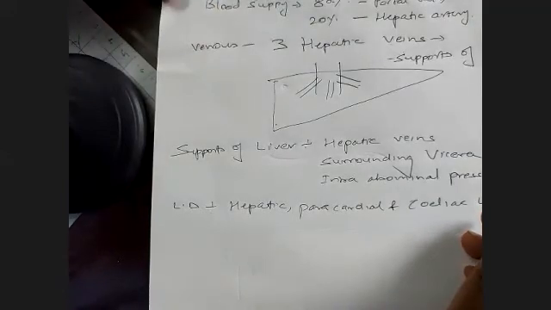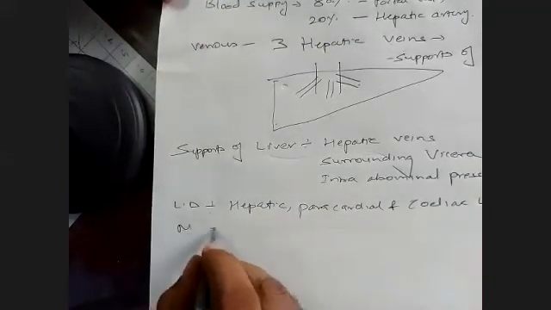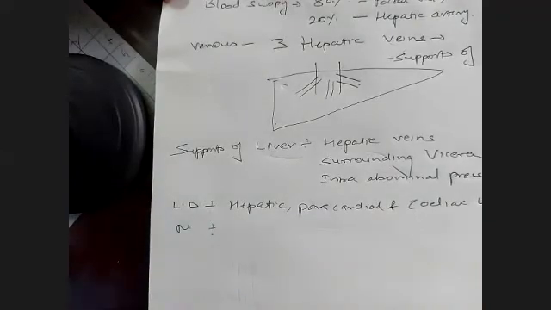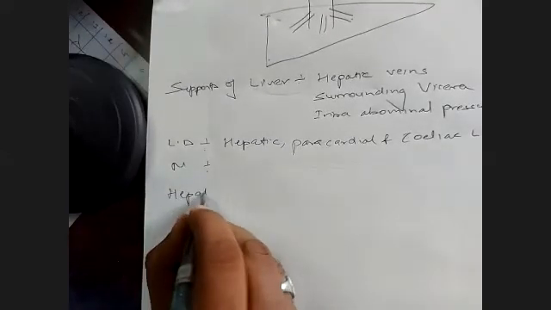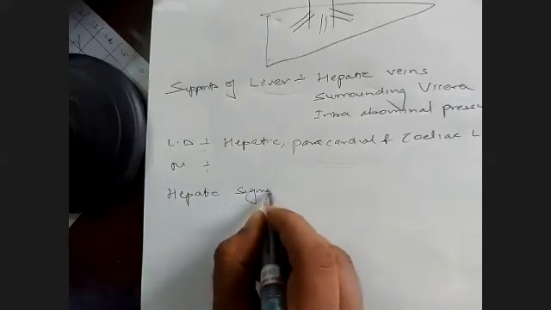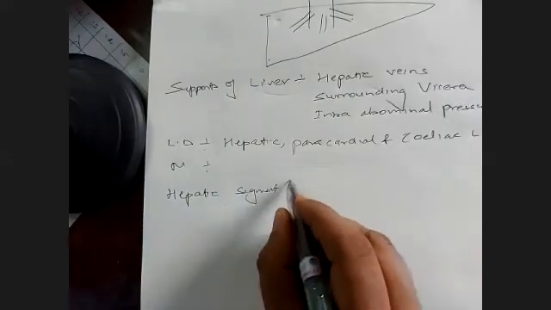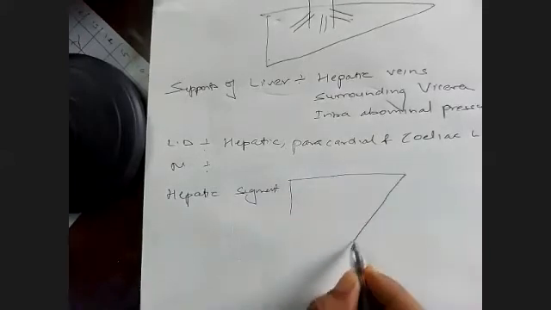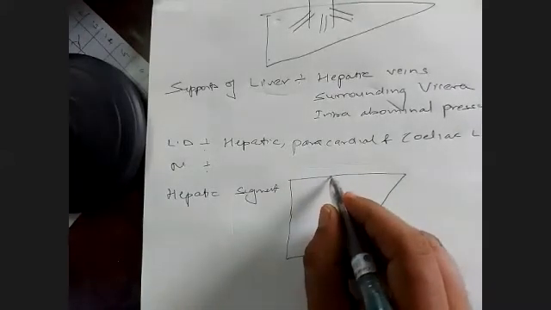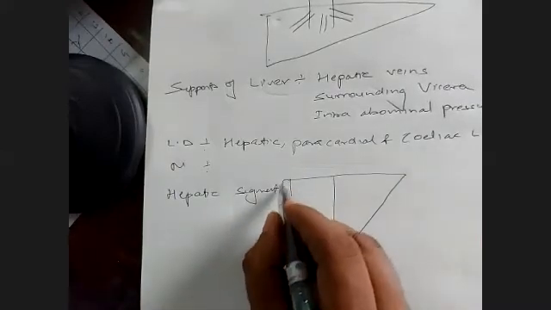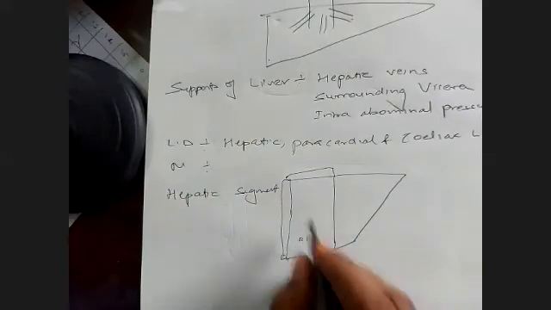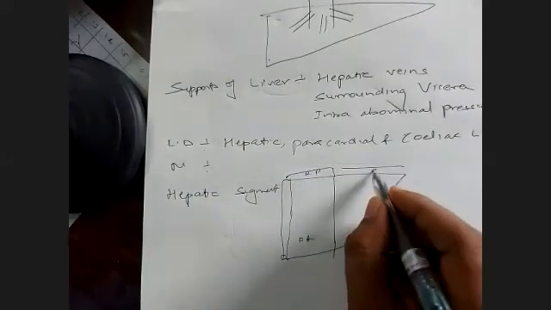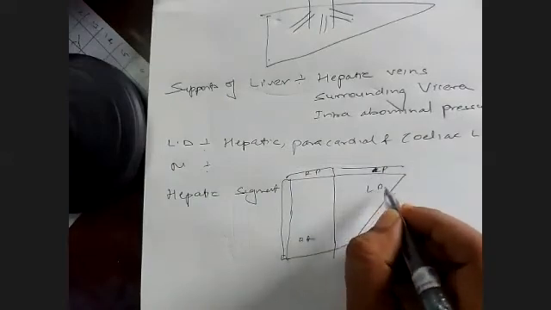The nerve supply comes from the hepatic plexus, which contains both sympathetic and parasympathetic fibers. Some textbooks also talk about the hepatic segments. There are multiple ways of dividing the liver into hepatic segments, such as the right anterior, right posterior, left anterior, and left posterior.